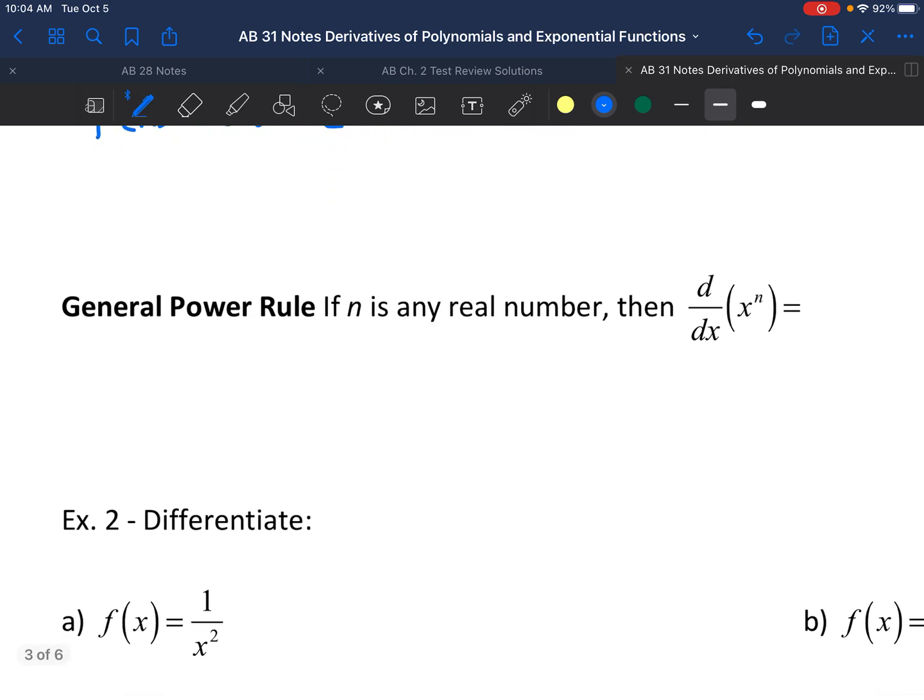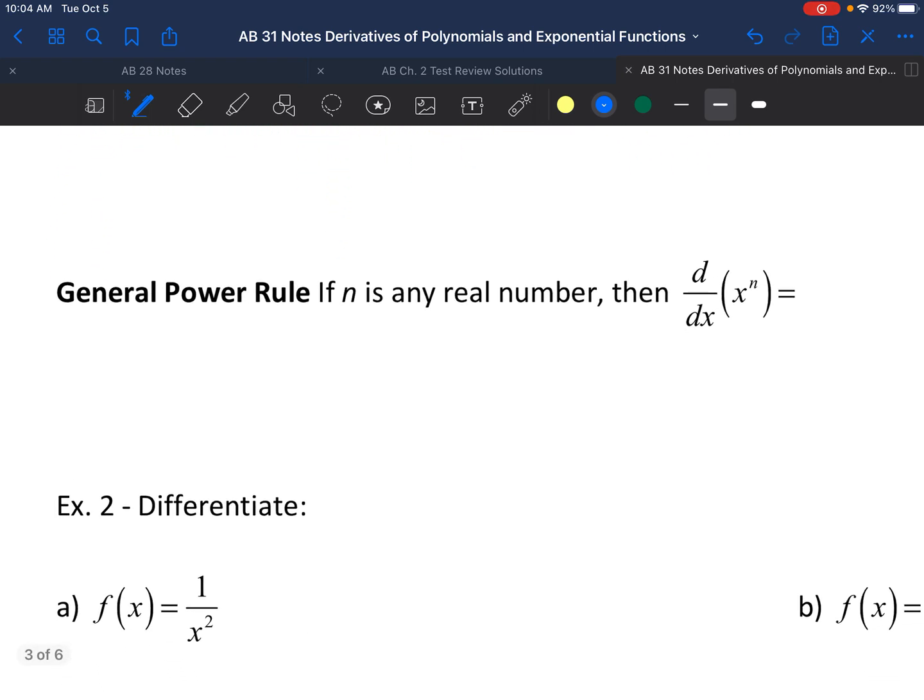So we have this general power rule. If n is any real number, so that is a positive, negative, integer, any fraction, any decimal, pi, if you will, then we've got a rule that d dx of x to any value n is always going to be n times x to the n minus 1. That's a rule. Remember that.